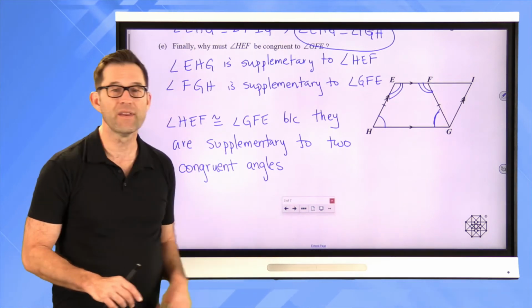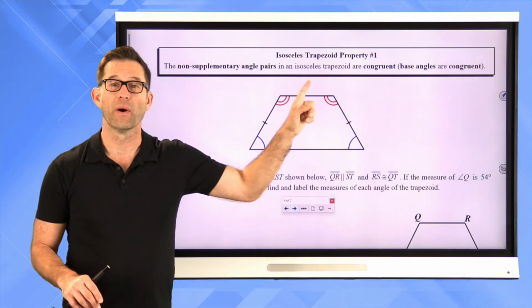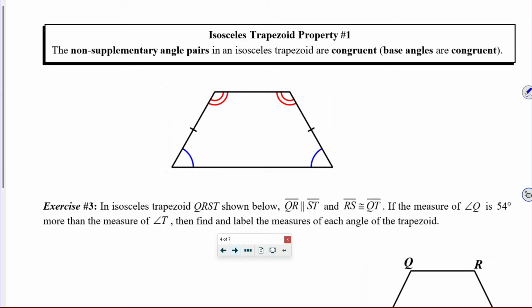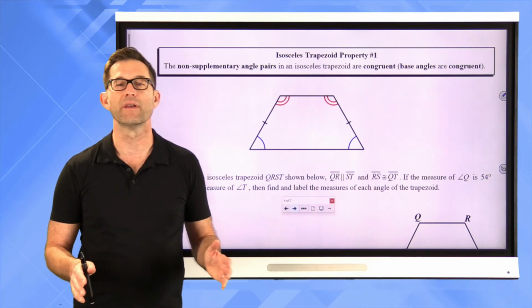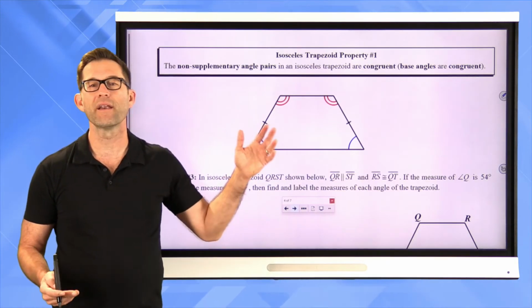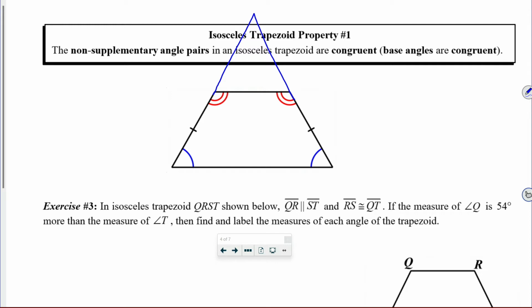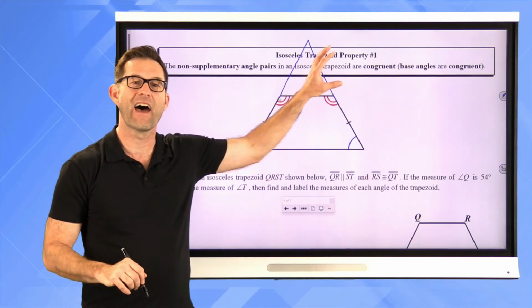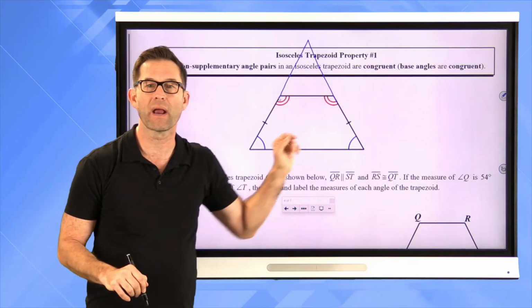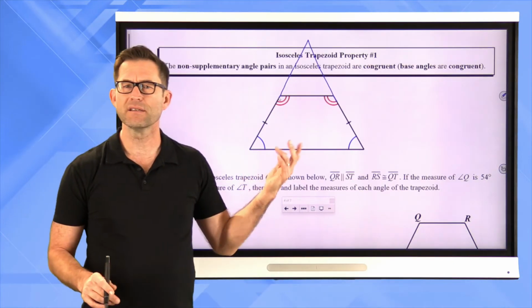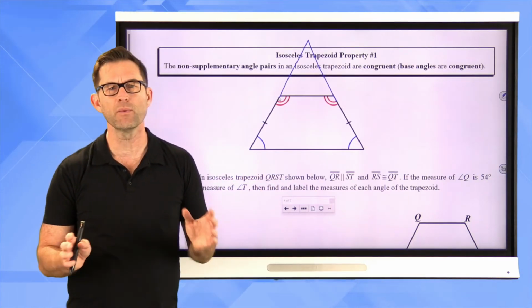All right, now at the end of the day, after all of that, we bring you to isosceles trapezoid property number 1. The non-supplementary angle pairs in an isosceles trapezoid are congruent. In other words, base angles are congruent, okay? And it's pretty easy to understand that idea, because an isosceles trapezoid is really just an isosceles triangle that's had its top cut off by a line that is parallel to its base, okay? And it's very important because, again, isosceles trapezoids come up in all sorts of things, especially when you look at engineering.